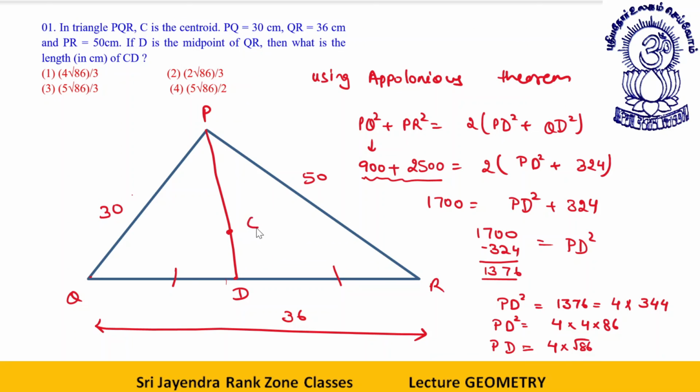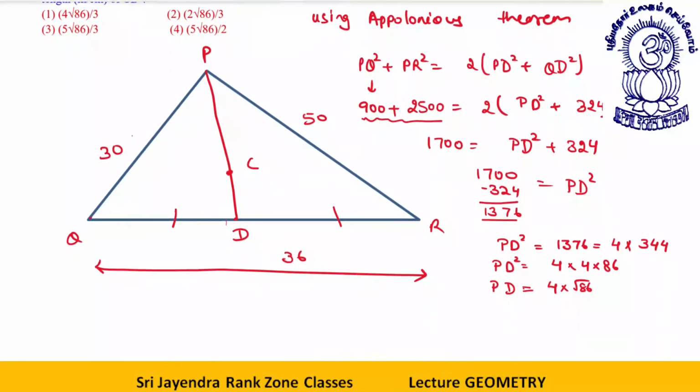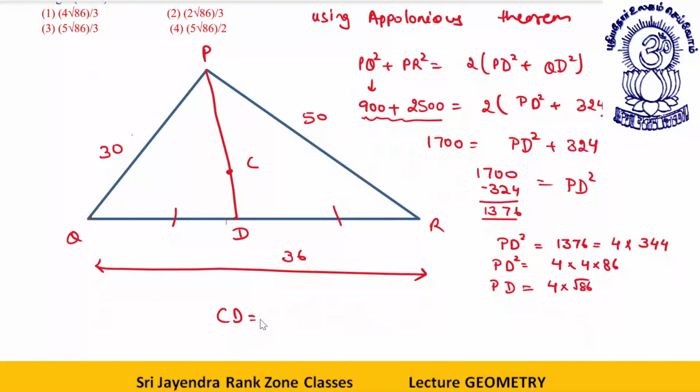What do you require now? This is C. This is CD. We know that since this is the centroid, CD is equal to 1/3 of PD, is equal to 1 by 3 of 4 into root 86. Do we have any such option? 4 root 86 divided by 3, option 1 is the answer. Clear, my dear students? Okay, next one.